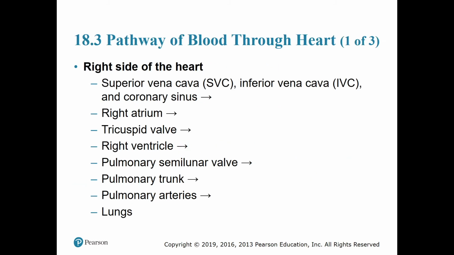Section 18.3, the pathway of blood through the heart. So let's start from the right side of the heart. Deoxygenated blood comes from the superior vena cava, the inferior vena cava, and the coronary sinus into the right atrium. Then from the right atrium into the right ventricle, there's the tricuspid valve. And then from the right ventricle to the pulmonary trunk, there's the pulmonary semilunar valve. And then from the pulmonary trunk, the deoxygenated blood is pumped through the pulmonary arteries that bring this blood to the lungs for oxygenation.